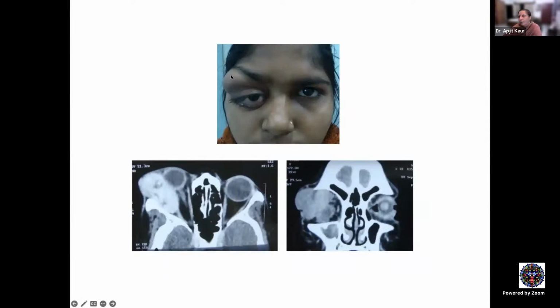Lesion is down and out, up and out. Eye is pushed down and in. Here it only tells us the position. This tumor could be anything. That we will have to assess depending upon the history. Whether it is inflammatory, it is post-traumatic, or is it a tumor? Is it a benign tumor? Is it a malignant tumor?